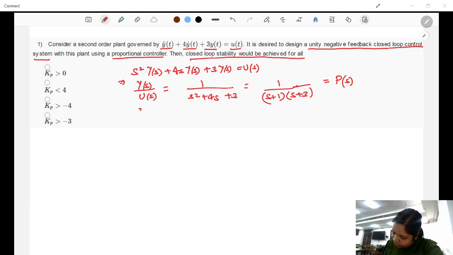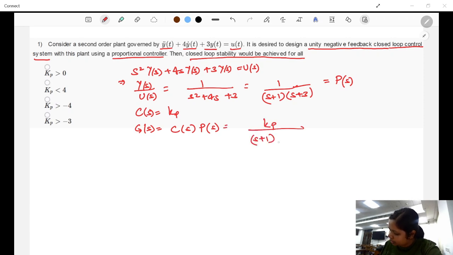Okay, what does the question demand? That your Cs should be Kp. So what is your Gs? Gs is Cs into Ps. So it is Kp upon s plus 1 into s plus 3. Okay, this is your Gs, and it is given that it is unity negative feedback, so Hs is already 1 here. If Hs is 1 here, then we try to find what is the closed loop transfer function.